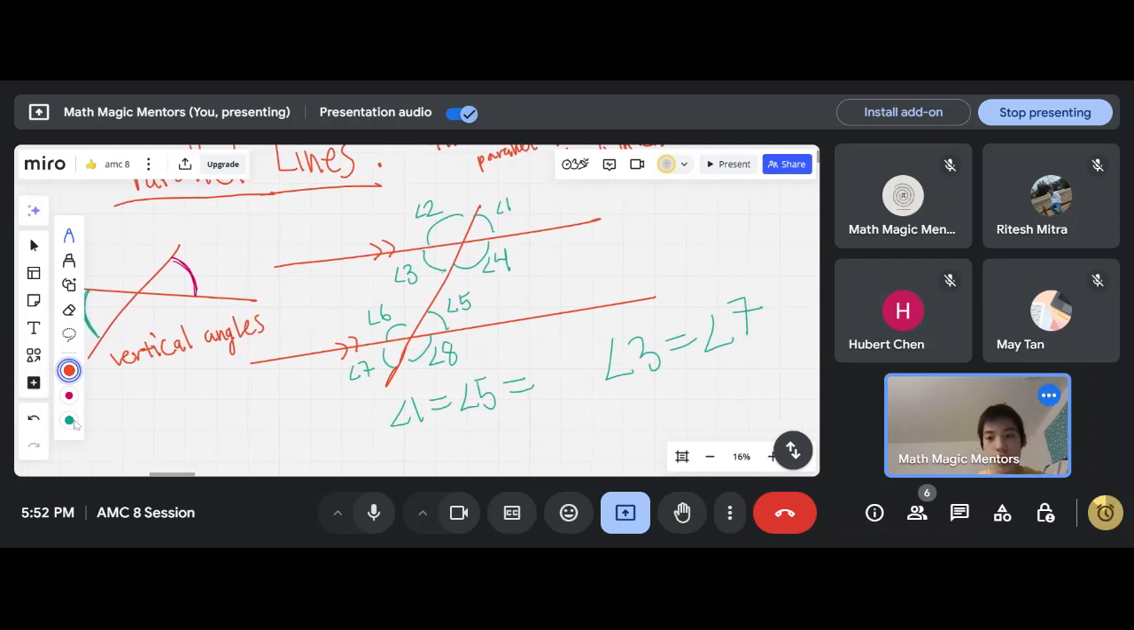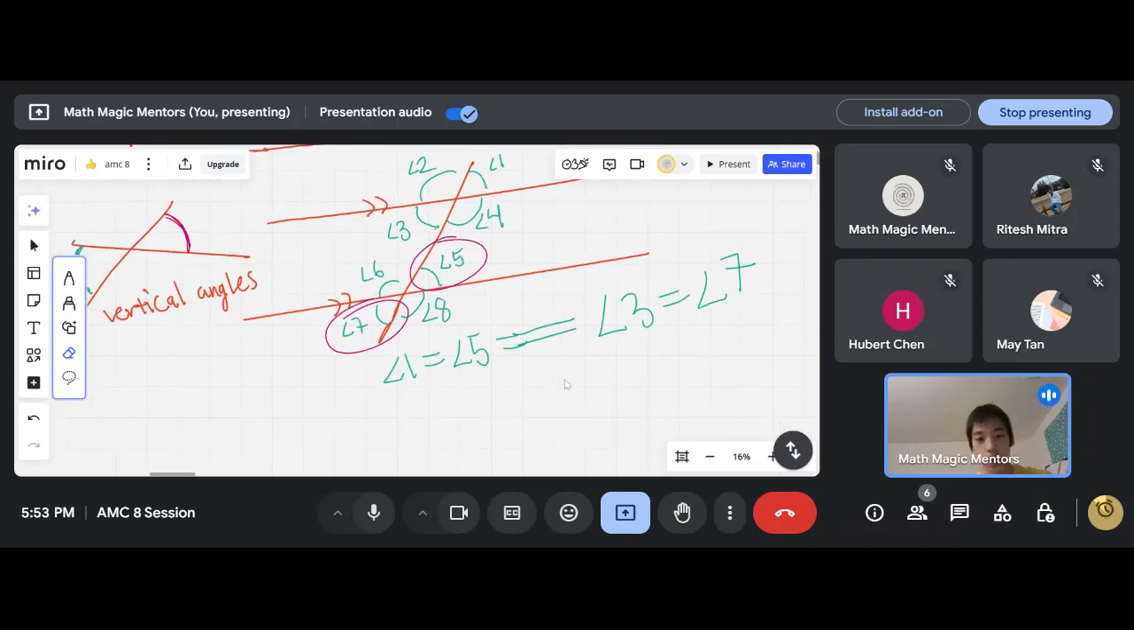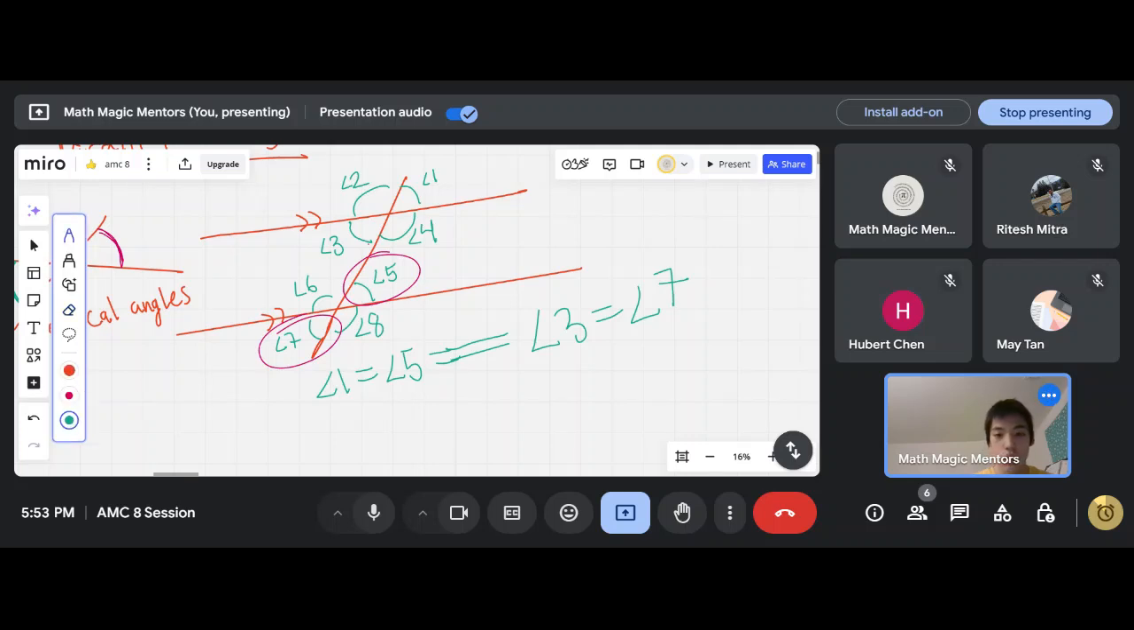And so with that, we can say that angle 5 is equal to angle 7. Since angle 1 is equal to angle 5, and angle 5 is equal to angle 7, we can say that angle 1 is equal to angle 5 is equal to angle 7. So basically all of these are actually equal, and we can extend this equal sign. And then with the same logic, we can do the same with the even numbered angles.